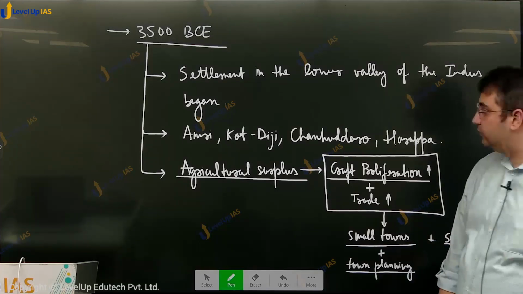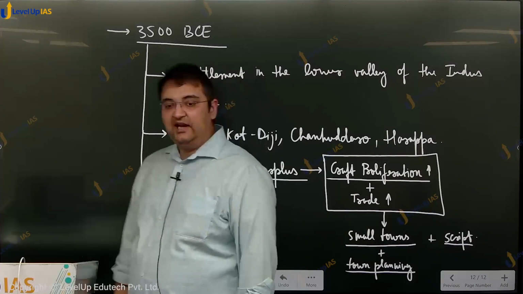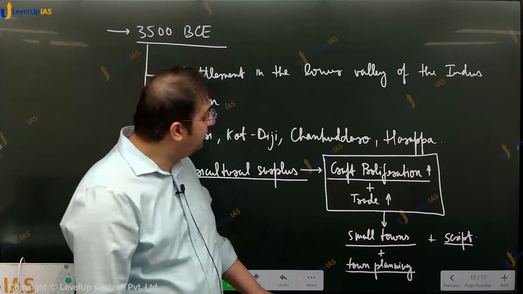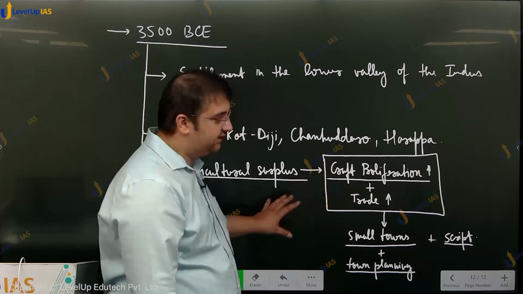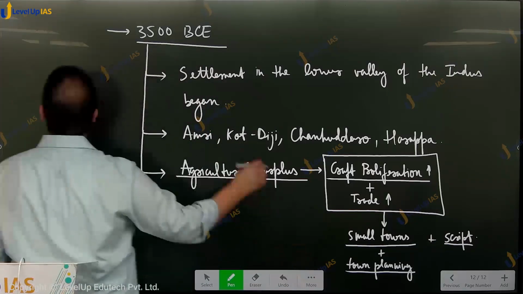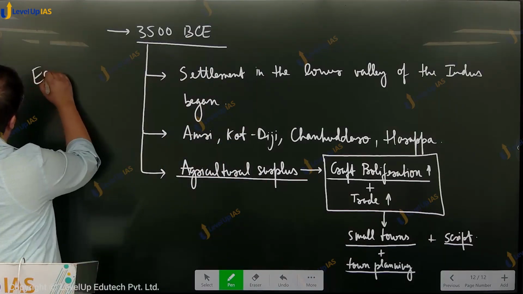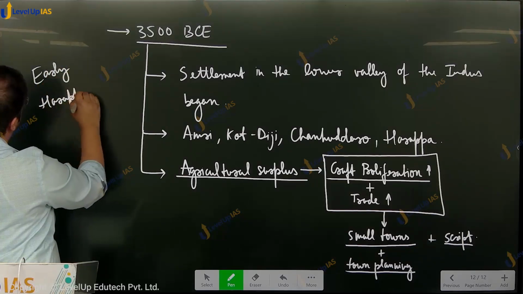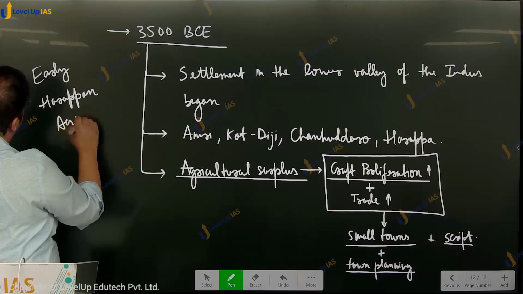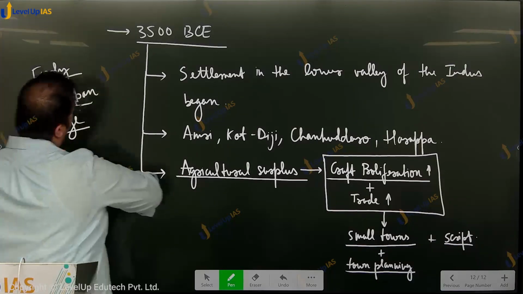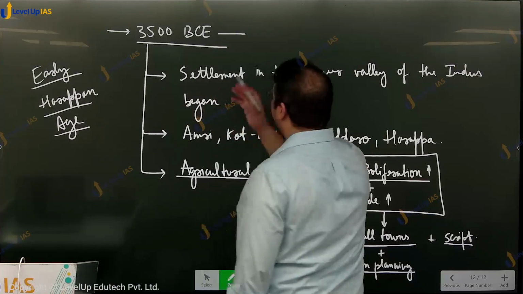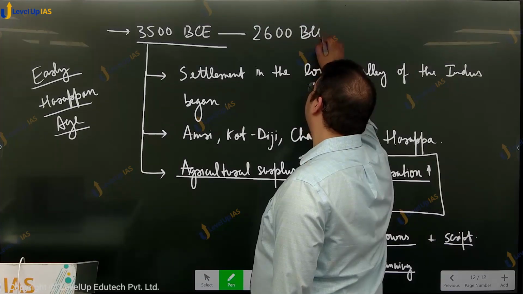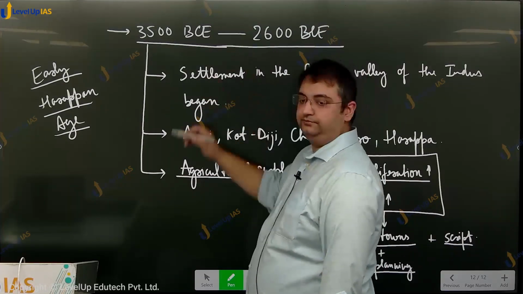Okay? So while not all the elements of the mature Harappan phase are visible at this point of time, उनका prototype यहाँ पे मिल जाता है. And this stage is known as the early Harappan age. Time period from 3500 to around 2600 BCE. Right?